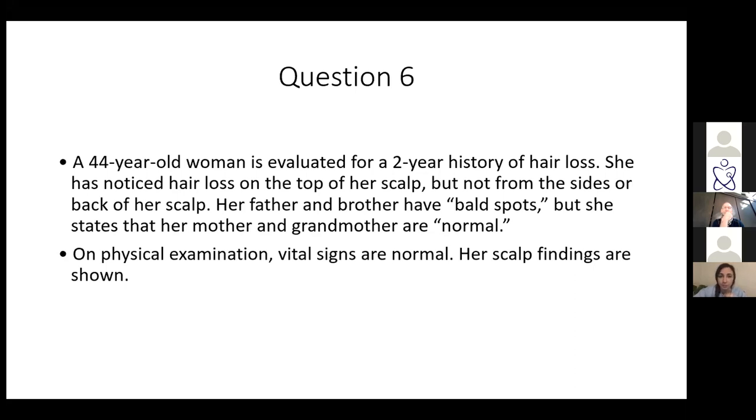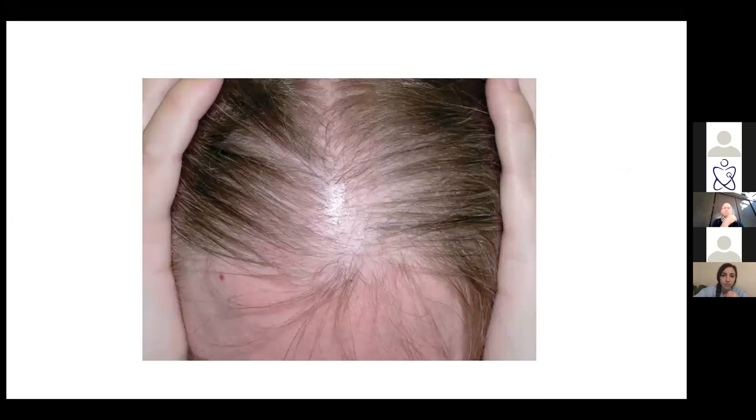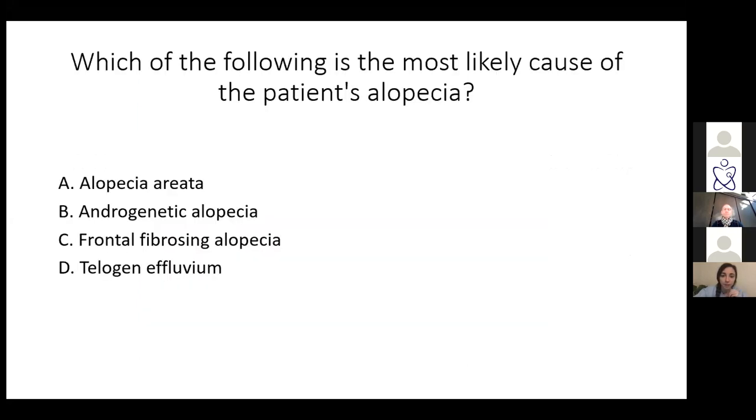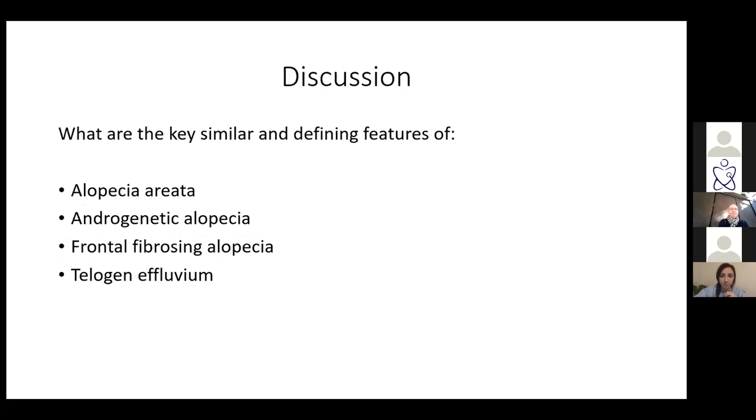Okay, so the poll is closed. We have 18% for A, 53% for B, 9% C, 20% D. Great. So maybe we could just talk briefly about key similar and defining features of each. Dr. Colven, I have some prepared images if you want to go straight to that or just talk about it verbally. Sure, yeah. Well done on the answers, because I think the majority answered correctly.